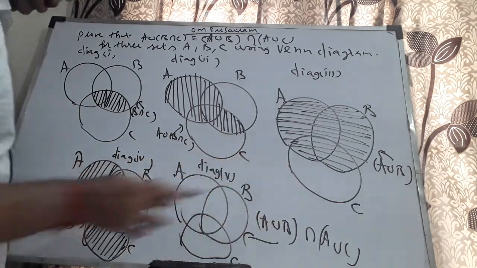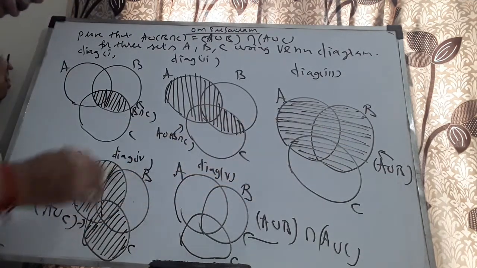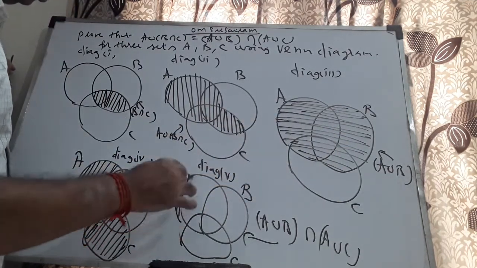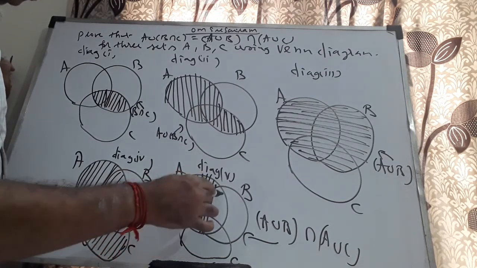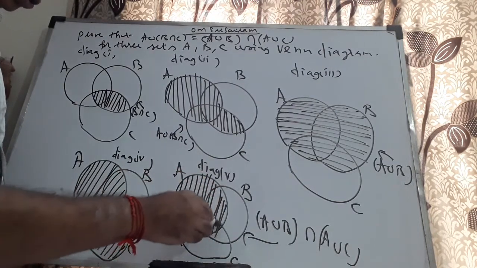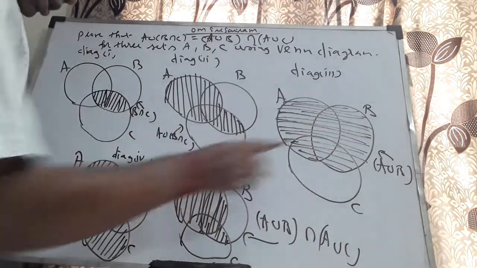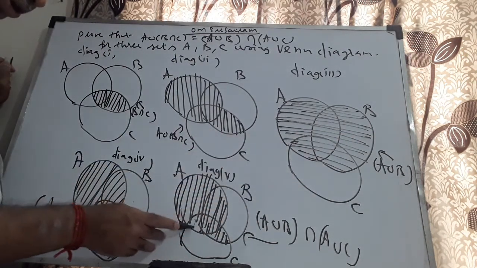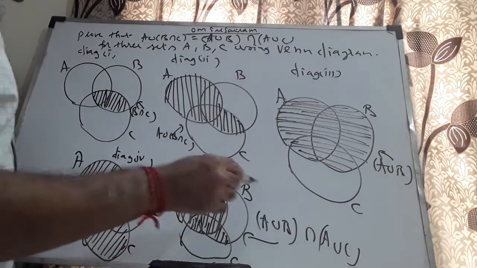Here it is not shaded, but it is shaded here. Now the common shading is only this much. This portion is shaded here, but not here. Not shaded here, but it is shaded here. But the common shading is only this much.